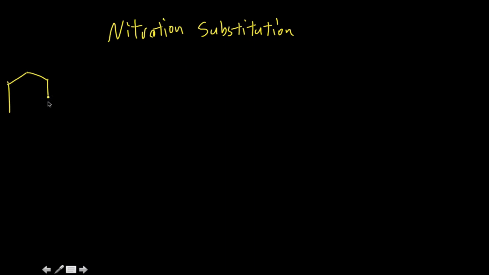So let's go ahead and draw out the substitution part of a nitration reaction. So, nitration, substitution. So the first thing we have is a benzene ring.